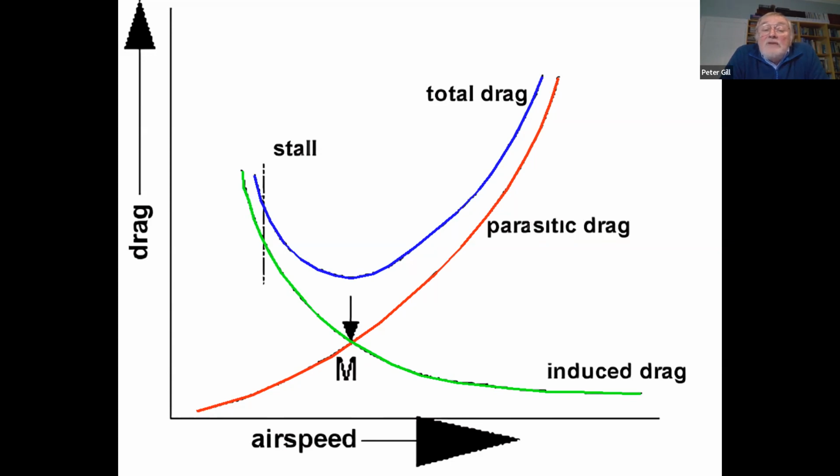After that, the induced drag continues to fall away, but as the speed increases, the parasitic drag increases, and the total drag pretty soon becomes very close to the parasitic drag on its own. So if you take a measure to reduce the induced drag, it will improve the performance at low speed, but it may actually worsen the performance at high speed.